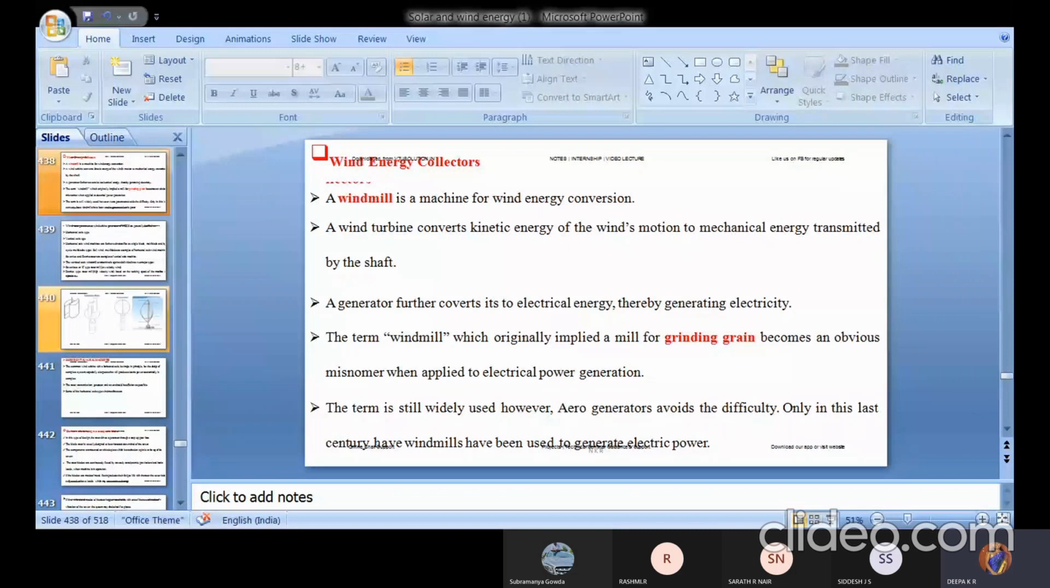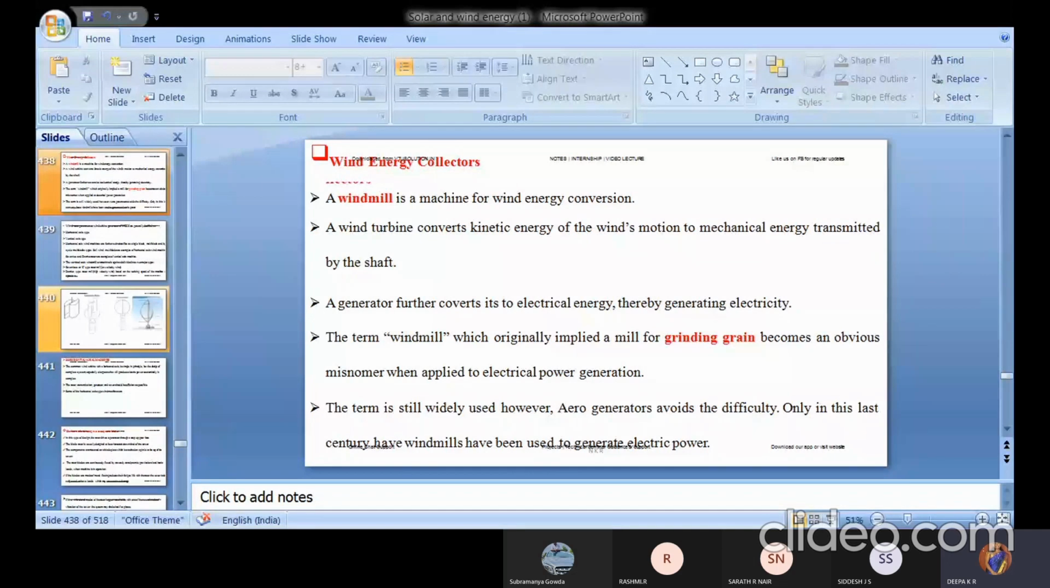Second point, a wind turbine converts the kinetic energy of the wind motion to mechanical energy transmitted by the shaft, because the aero generator is connected to the shaft of the system. So we need a mechanical input. From where do I get it? The kinetic energy of the wind. Wind means air, and it creates the motion of mechanical energy, which is transmitted to the shaft. Then the generator's next function is conversion of mechanical energy to electrical energy, so that finally you are generating electricity.